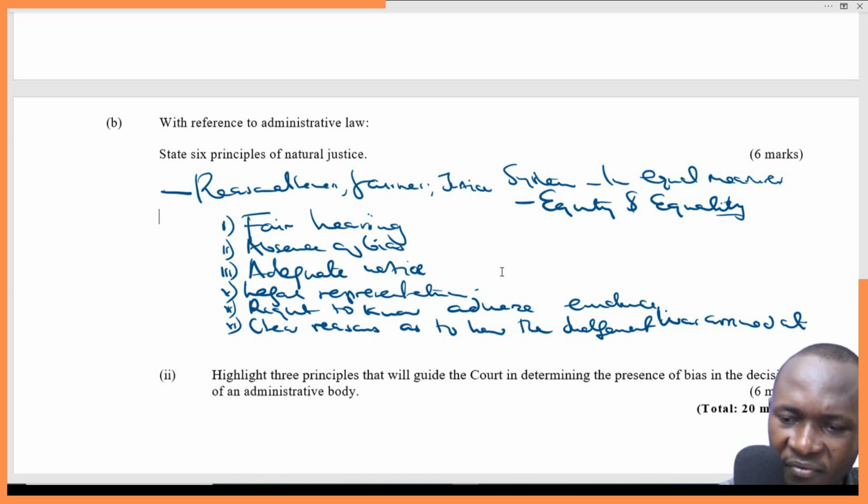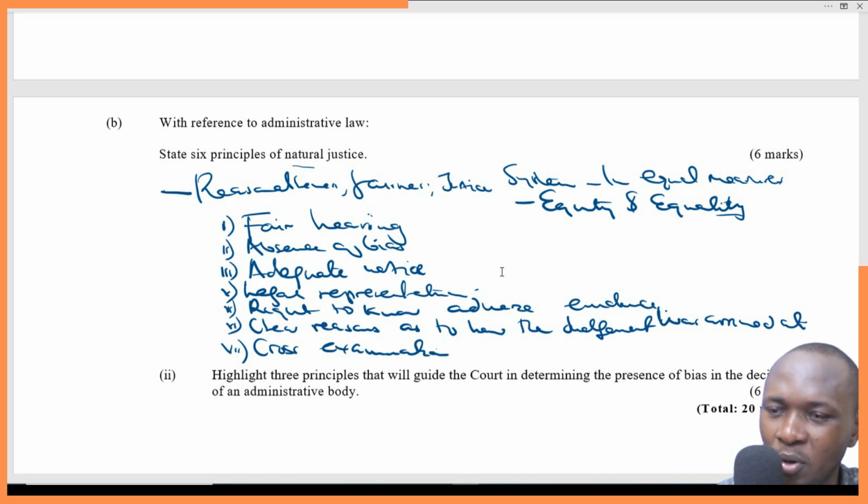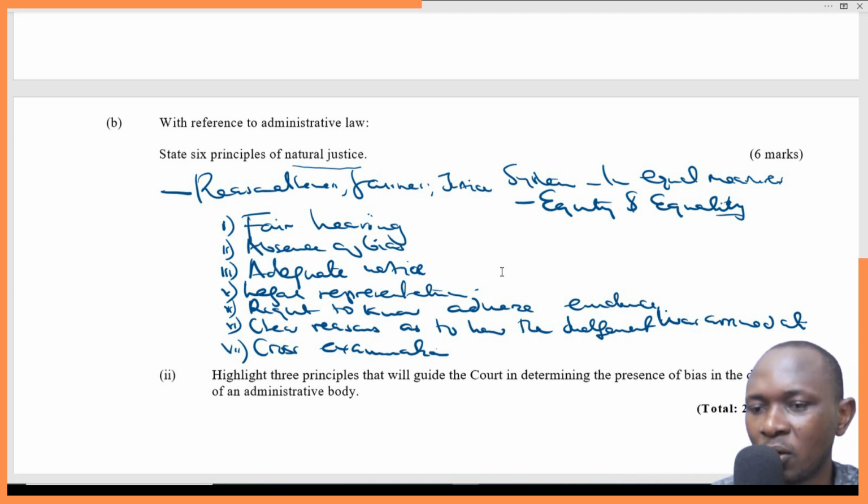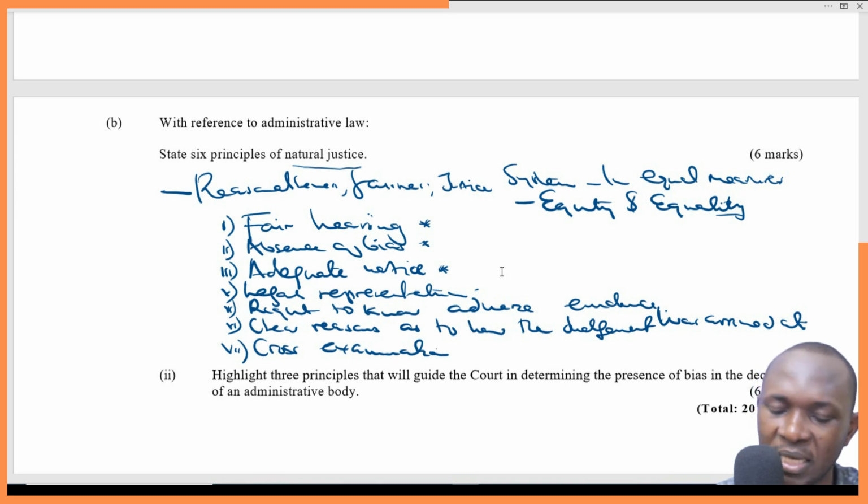Right to present cases and evidence. I think that one will come under fair hearing. And maybe if there's anything, let me check. Right to cross-examination is also a very important principle, because it can help elicit more information which otherwise could not have been elicited. So the major principles of natural justice will be this: the principle of fair hearing, the absence of bias in decision making, and adequate notice, though these others can also apply.